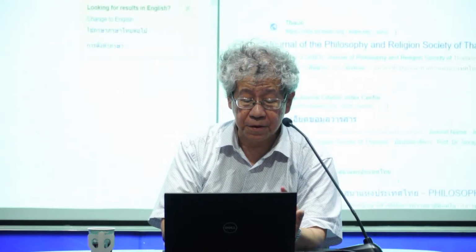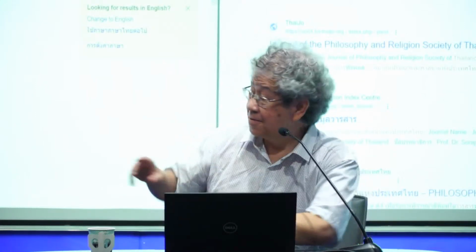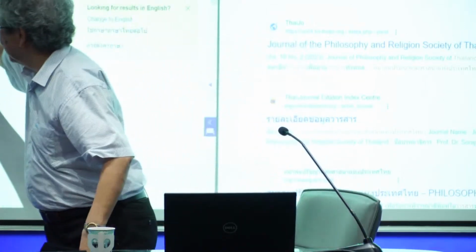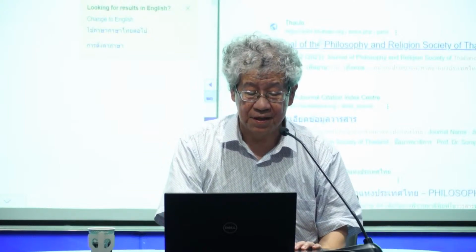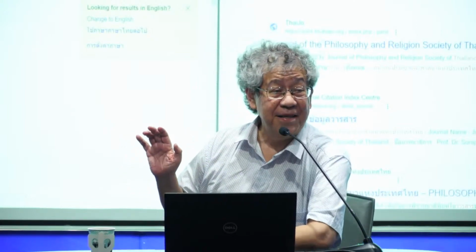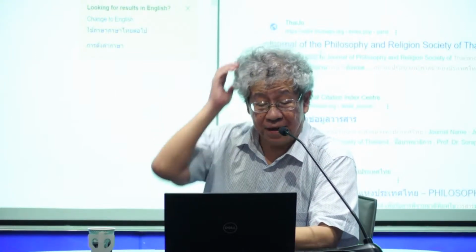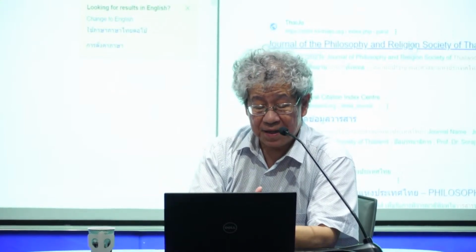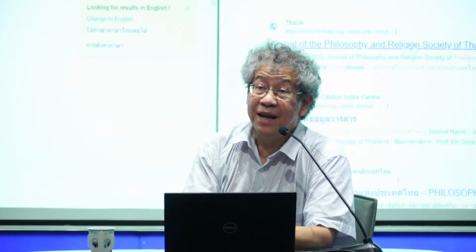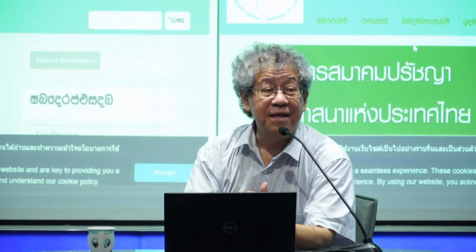So those of you who don't know Thai, you can search for the journal through the title of the journal. Just put it on Google, and it will appear. Journal of the PARST, that's the acronym of our association, Philosophy and Religion Society of Thailand. So it's based at the association. It does not belong to any university or any other institution.